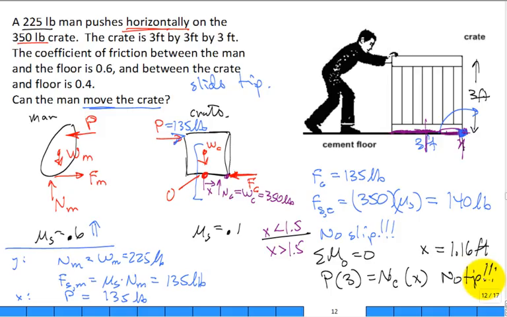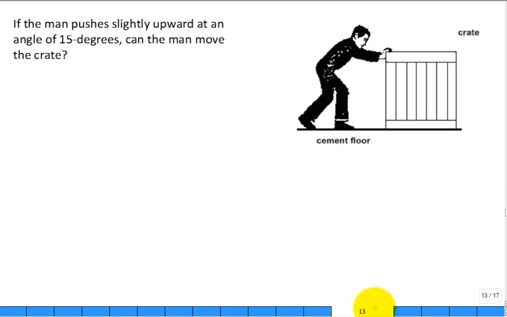Does that make sense? We got a couple thumbs up, a couple nods, ready to press forward? Well, we just can't stop there. The same man, the same crate, same shoes, same floor, same weights. But the man now pushes upward on the crate, not horizontally, but with a 15 degree upward thrust. Can you envision that? Will the crate move? It could slip, it could tip, it could do both.